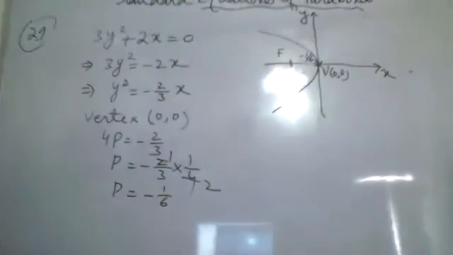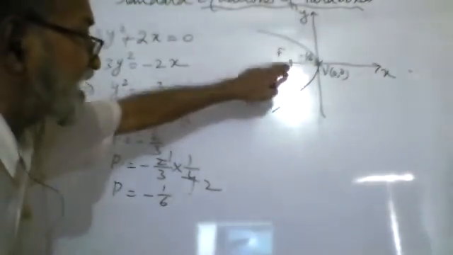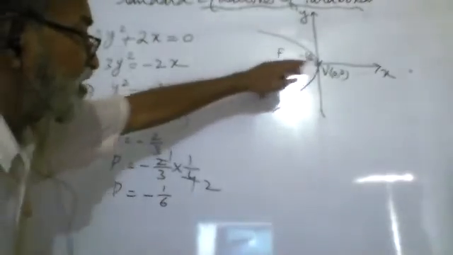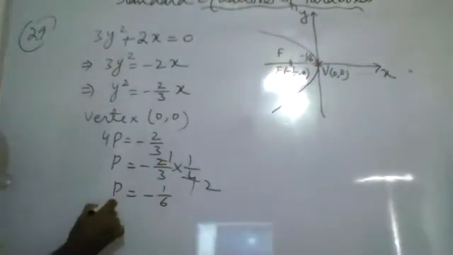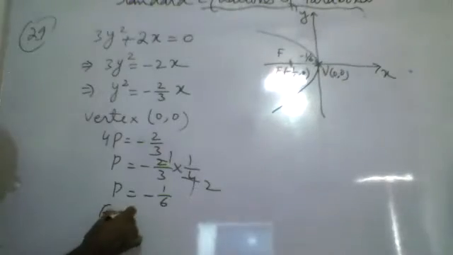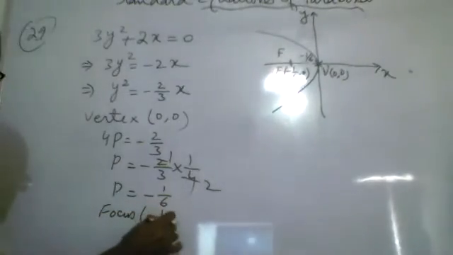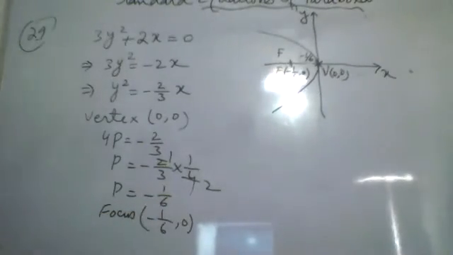The distance from here to here is -1/6. If it were here, it would be +1/6. So that means it will pass through this one. This distance is -1/6, and y here is 0. It is on the x-axis only. So focus will be equal to -1/6, 0. So focus or F is -1/6, 0.